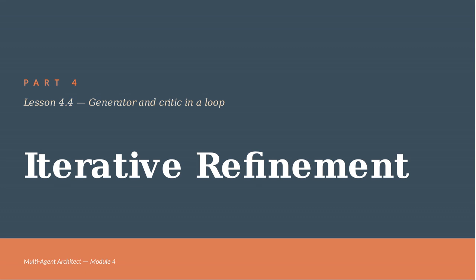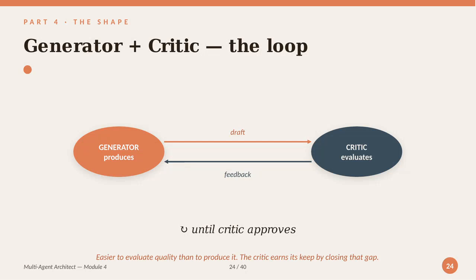Part 4. Iterative refinement. The pattern when quality is hard to hit on the first try, but easy to evaluate. The shape. 2 nodes. Generator and critic. Generator produces a draft. Critic evaluates it. If the critic isn't satisfied, feedback flows back to the generator with specific notes. The generator produces a new draft incorporating the feedback. Critic evaluates again. The loop continues until convergence. Either the critic approves or you hit a stop condition.